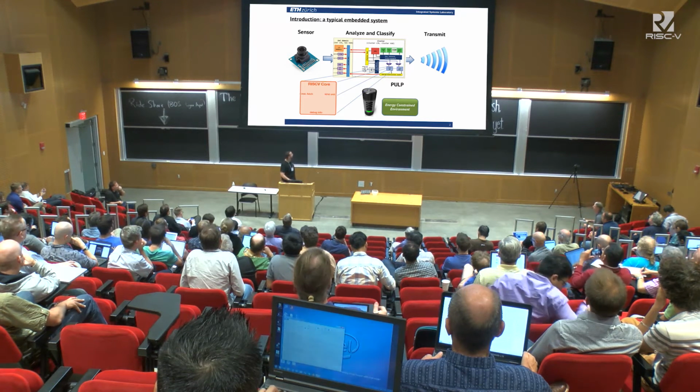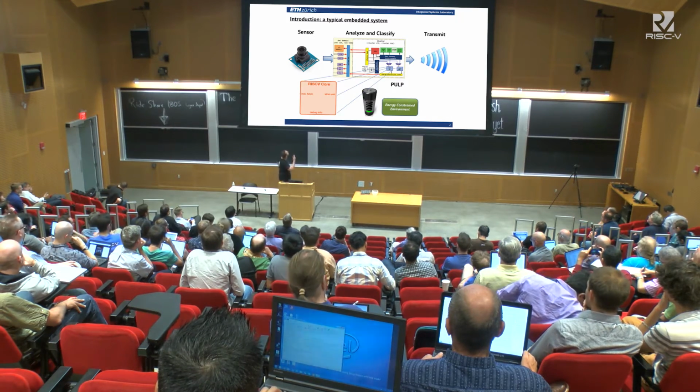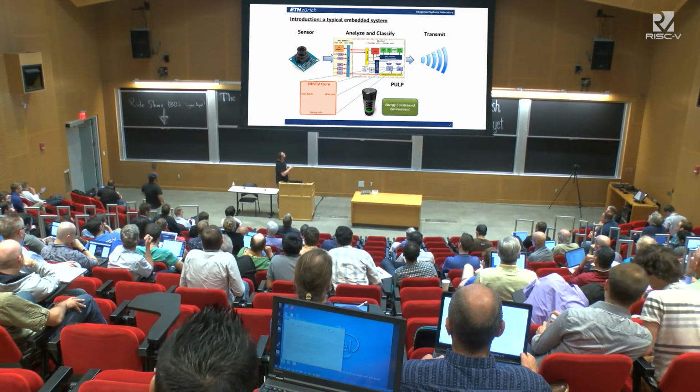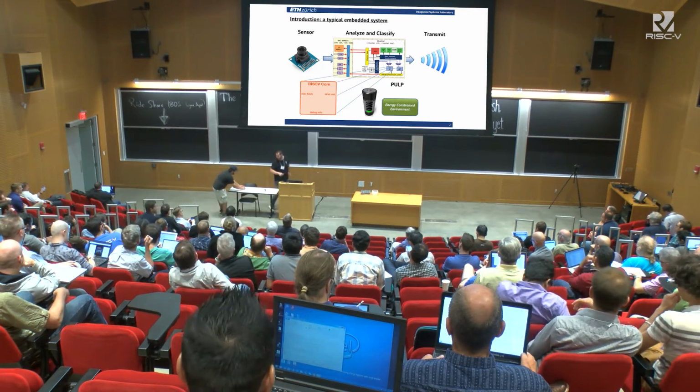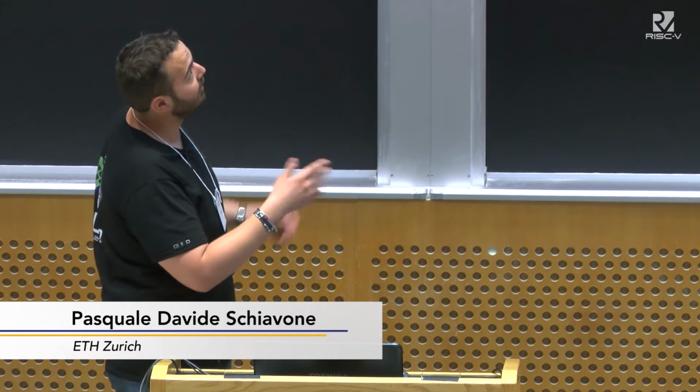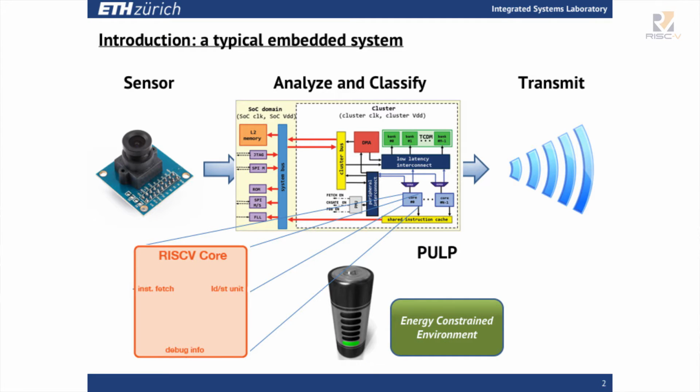So let's start with an introduction. We have a typical embedded system. We have a sensor, we acquire data from the sensor, we analyze and classify the data, and then we send this tag to the external world. As you see, in the embedded system we usually have an energy-constrained environment, so we need to be energy efficient. That's why we built PULP, a parallel ultra-low power platform, that provides several hundreds of mega operations per second in a power envelope between 1 and 10 milliwatts.